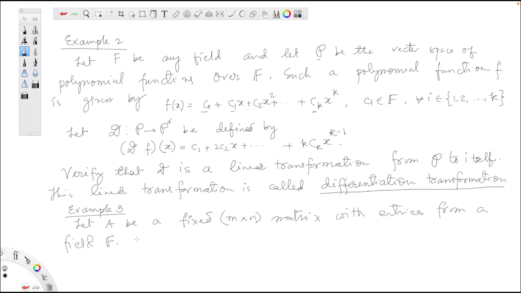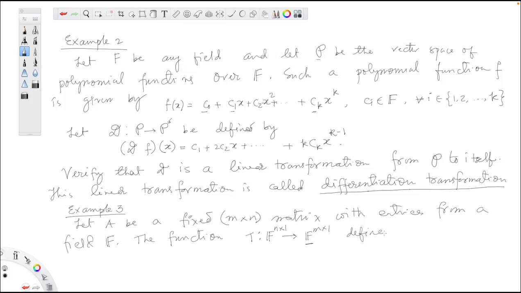And now the function T from this vector space F to the n cross 1, which is the vector space of column vectors or column matrices containing n entries, where each entry of the n times 1 column matrix takes its value in the field F. So it's a map from this vector space F to the n cross 1 to the vector space F to the m cross 1.